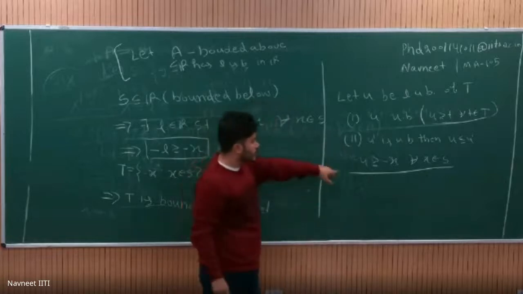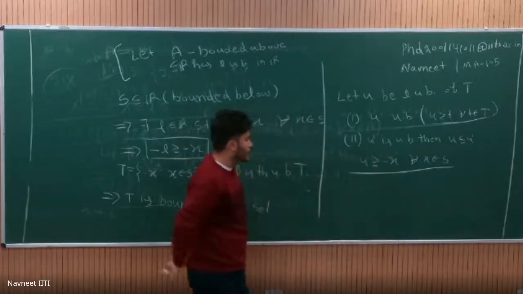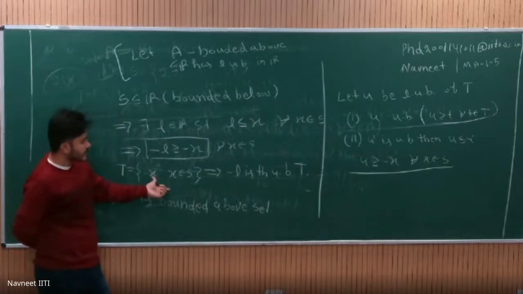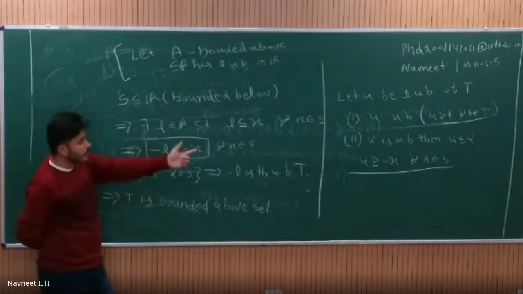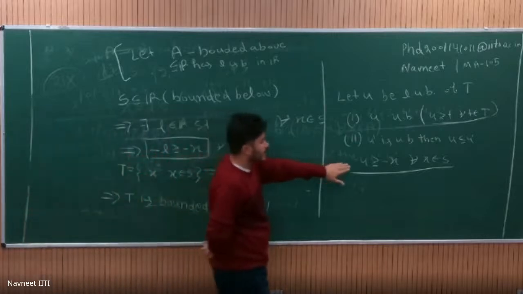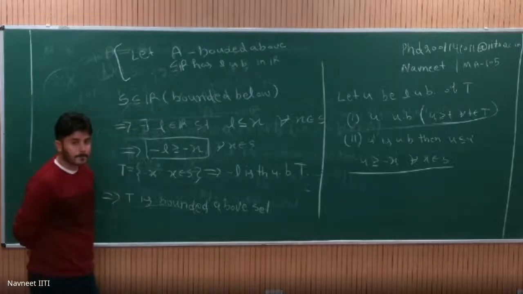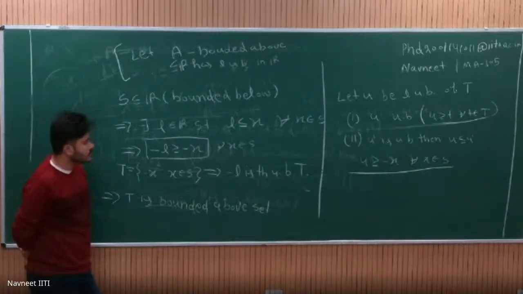U is greater than or equal to minus X for each X belonging to S, because elements in T are of this form minus X, and U is an upper bound. That means U should be greater than or equal to all the elements inside the set T. This point is clear? Yes, sir. Any doubt? No, sir.